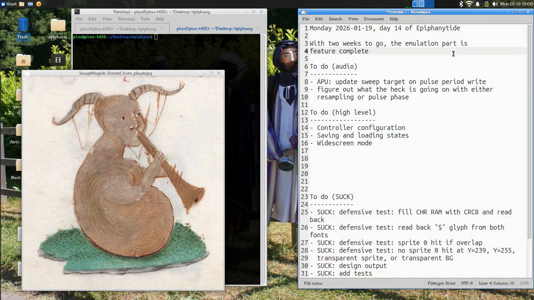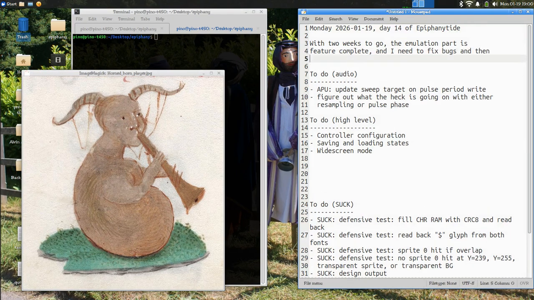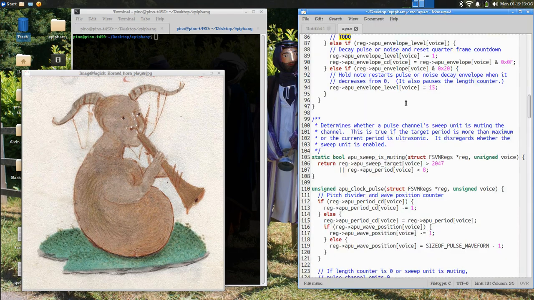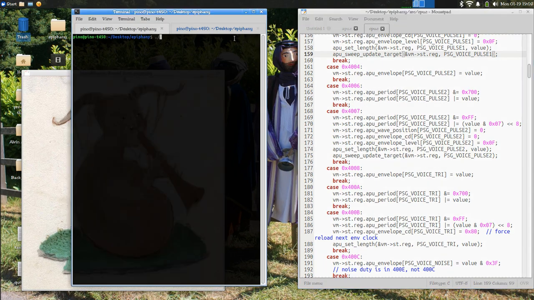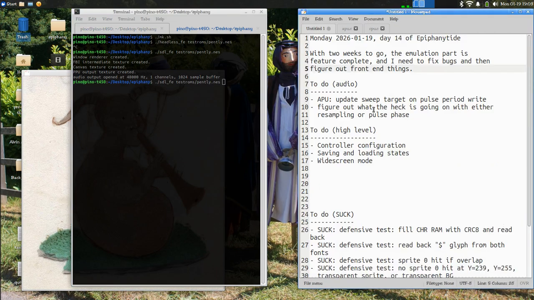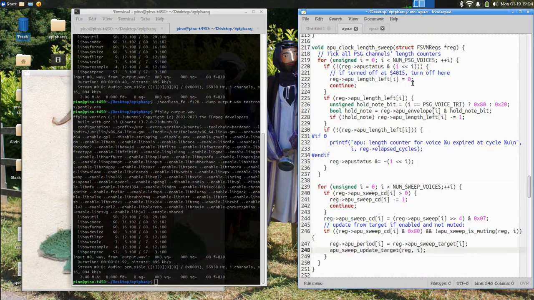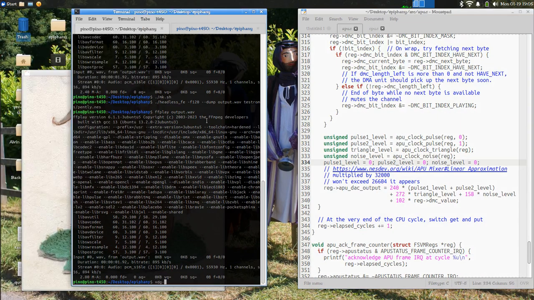I was about 2 weeks from the finish line on Hedgehog Day. Emulation of the parts of the NES I care about was feature complete. The rest was accuracy improvement and front-end work. I looked for all the things that could change the sweep target, such as writing to the pulse channel's current period. I needed to find ways to make testing changes less tedious. Recompiling to mute a channel won't cut it in the long term.